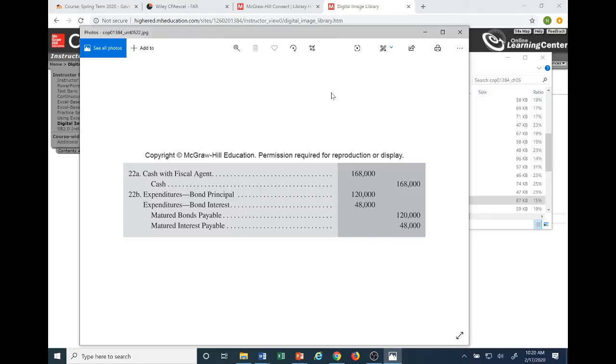First thing we're doing, we're putting money with our agent. Debit cash with fiscal agent, showing the money's there. Give them the cash, money's going out the door. It's credited. Next, because the interest and principal are due, we're incurring our expenditure within the debt service fund for both principal and interest, setting up the maturity or the liabilities that relate to those expenditures, right? So that's what we see here. Pretty simple, right? Same thing we just did. Now we just have principal tied in with interest, right?